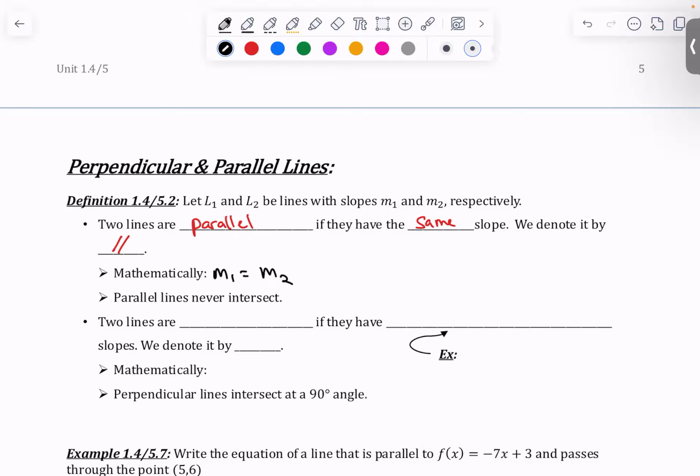Then, two lines are called perpendicular if they have what we call opposite reciprocal slopes. Opposite reciprocal. And we denote it by an upside down T because it looks like two lines that are perpendicular. They intersect each other at a 90-degree angle.